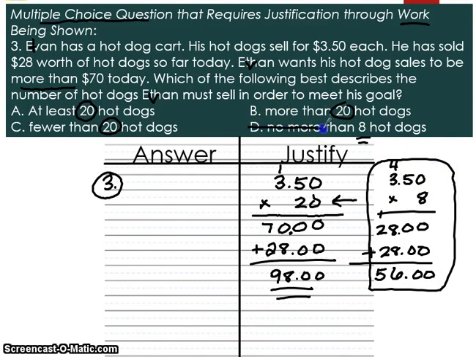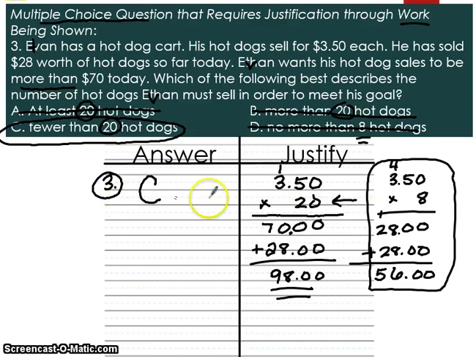So is it D? No. Now, which one of these is true? Does he have to sell at least 20 hot dogs to make $70? No, because he could sell a little less than that because this is much higher. Does he have to sell more than 20 hot dogs? No, because he could sell 20 hot dogs and make it. Does he have to sell fewer than 20 hot dogs? Yeah. And we could figure out exactly how much that is, but we can see now that 20 is way over. So I'm going to put my answer choice is C. C, and this work shows that I can justify that.